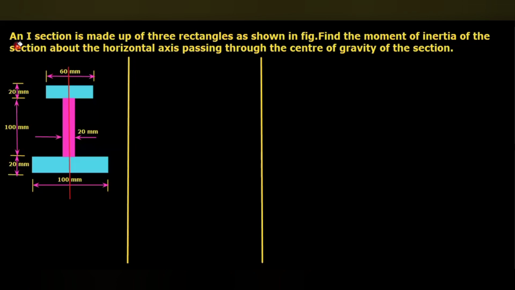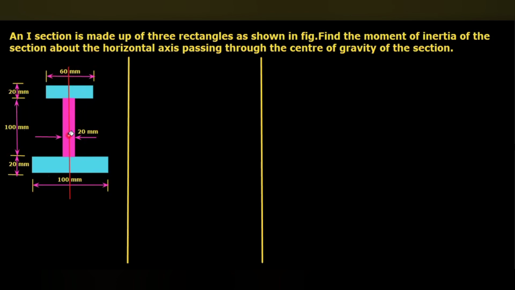Today's class we are going to discuss a numerical on the topic moment of inertia. Let's go to the numerical. An I section is made up of three rectangles as shown in figure. Find the moment of inertia of the section about the horizontal axis passing through the center of gravity of the section. Okay, so here an I section is given.